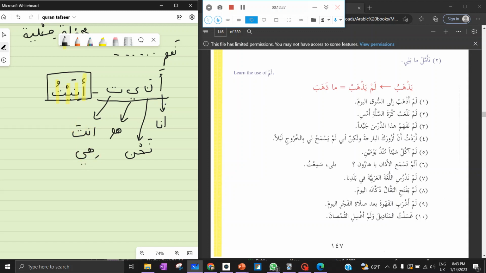So these are not considered as damir. The most common confusion between the students is that they understand that these letters are damir. They are not damir before the present tense. They are just the letters that represent and show that it is being spoken for I, we, and he or she or you. So in this case, alif shows that it is being spoken for I. Lam أذهب إلى السوق اليوم. I did not go to the souk, to the market today.